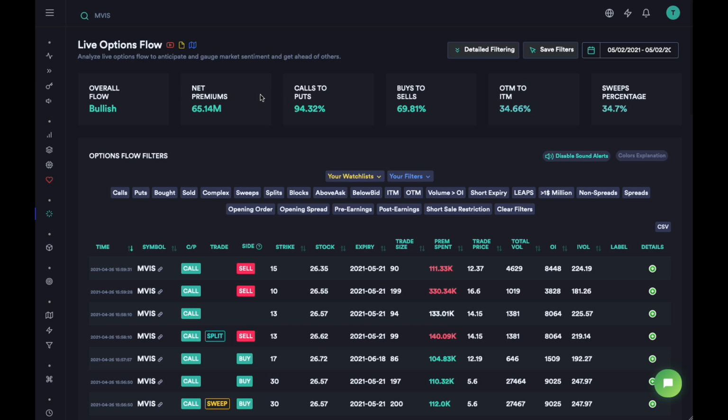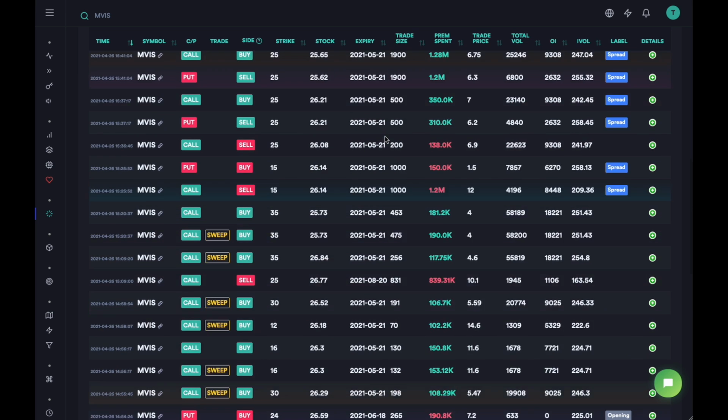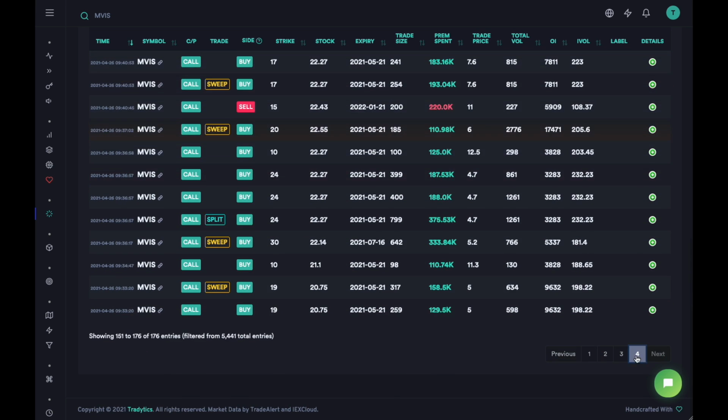In front of me, I have the live options flow tool open, and the flow that I have opened is from April 26th for MVIS. So let's start looking at the flow from the very start of the day. This is 9:33, just 3 minutes after the market opens. The stock price was at 20. The price opened at 19, but within 3 minutes it was at 20.